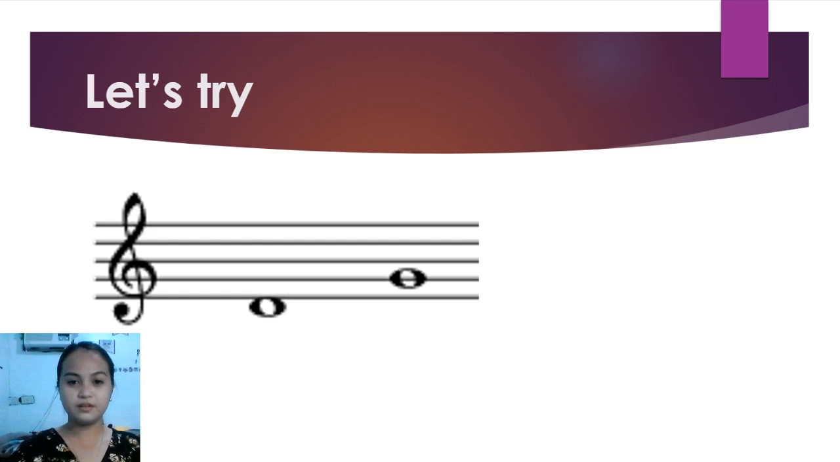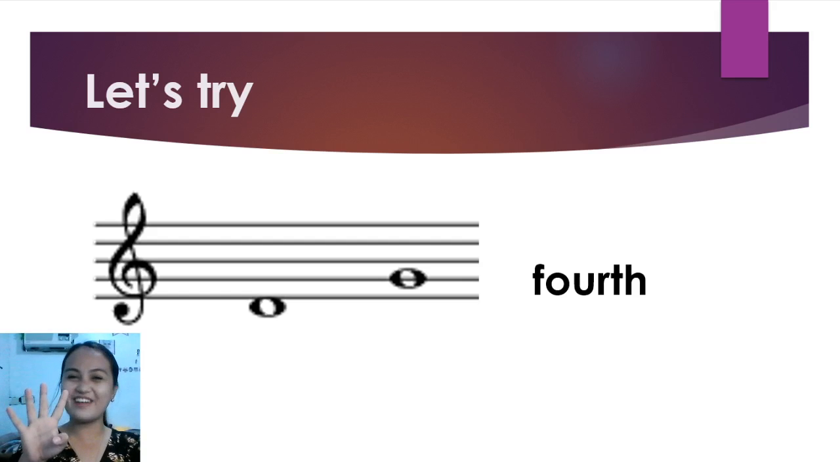Stop. Okay. The first note, the lower note, is on the space. So, space, line, space, line, space, line. Okay, let's count. 1, 2, 3, 4. Again, let's count. 1, 2, 3, 4. So, what is the interval? 4. Very good. You did it right.